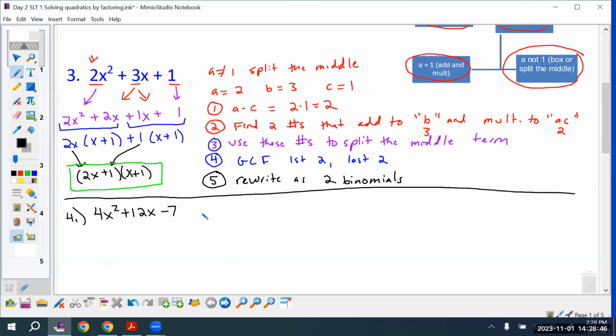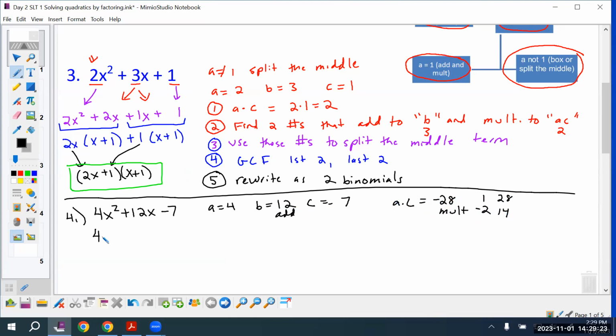And I'm going to go ahead and find, I know that I've got A is 4, B is 12, C is negative 7. And the first thing I'm going to do is A times C, and that's going to be negative 28. So now I'm looking for two numbers that add and multiply. So I'm going to think about what multiplies to negative 28. 1 and 28, and one of them would have to be negative, but that's not going to be too far apart. I can do 2 and 14. Oh yeah, that's going to work. If I make the 2 negative, that'll add to 12 and multiply to negative 28.